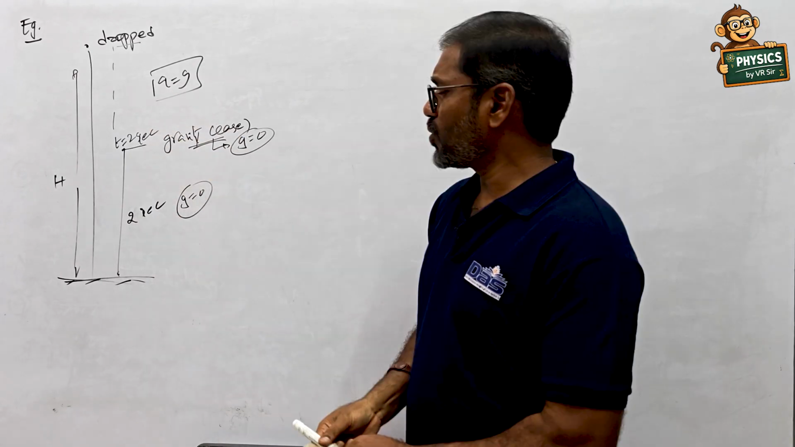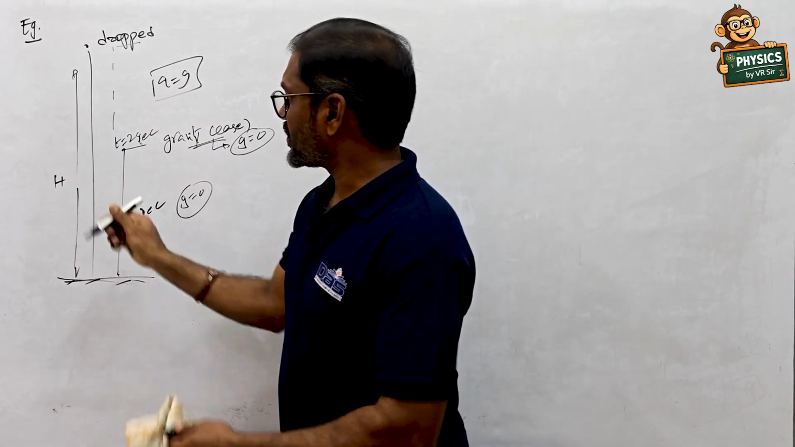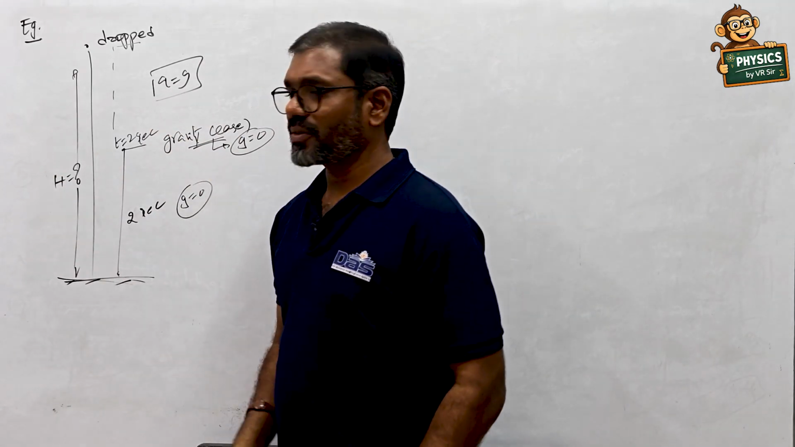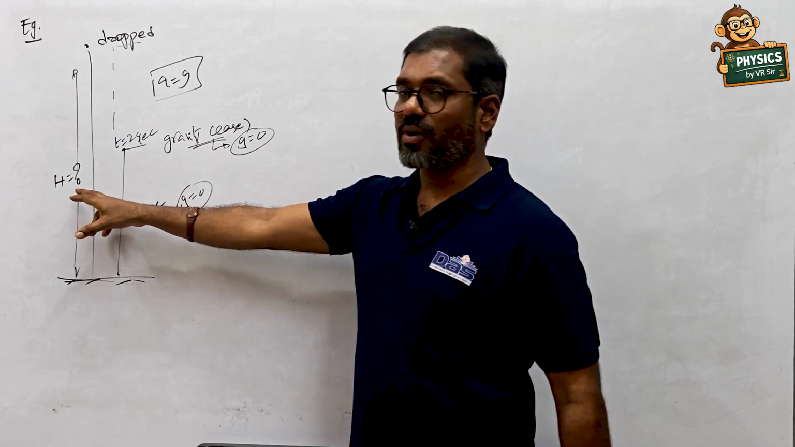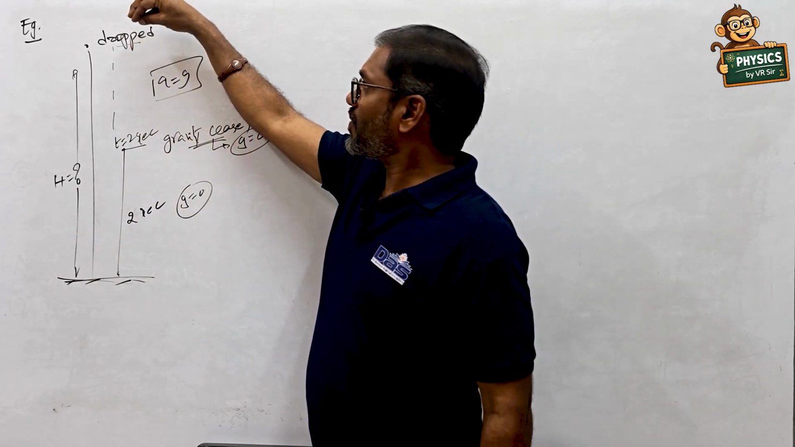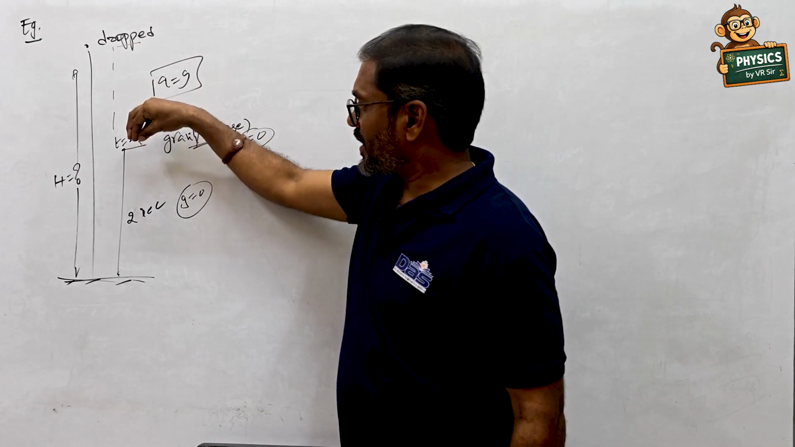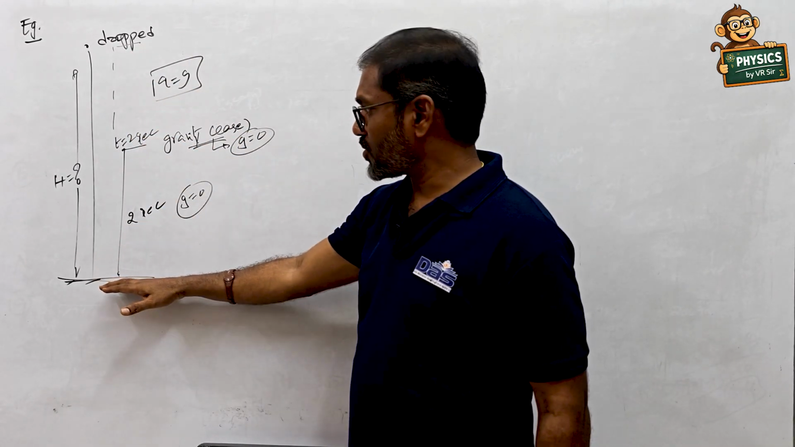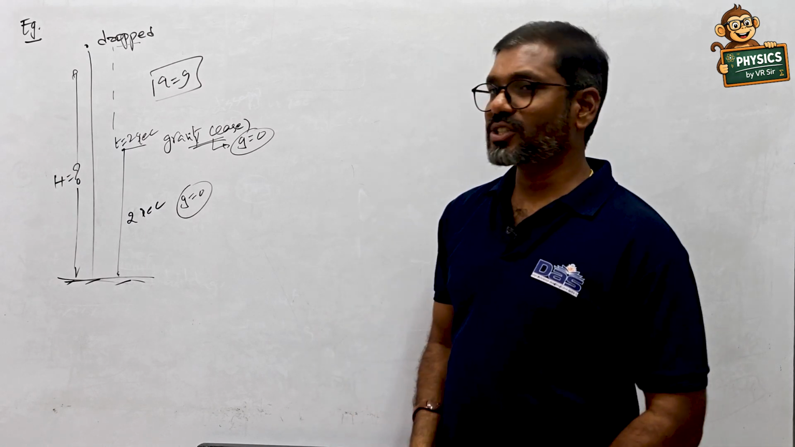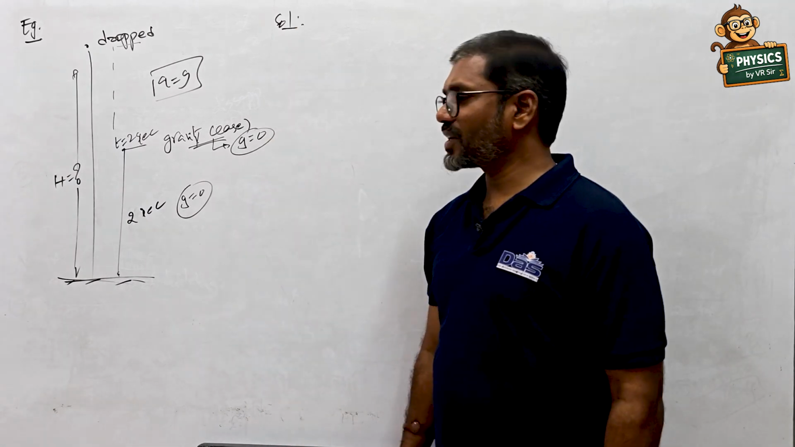Now the question is, what is the height from which it is dropped? It is clear. Once it is dropped, the gravity ceases after 2 seconds, and again it takes 2 more seconds to reach the ground. Then what is the height from which it is dropped? I hope it's clear to you all, right?